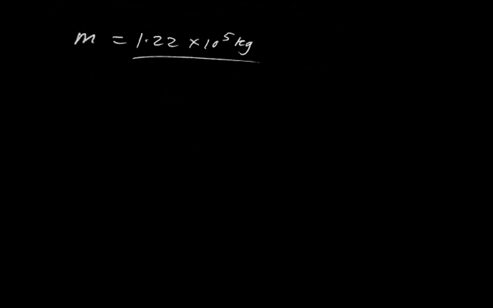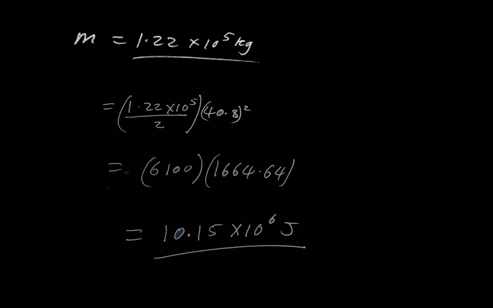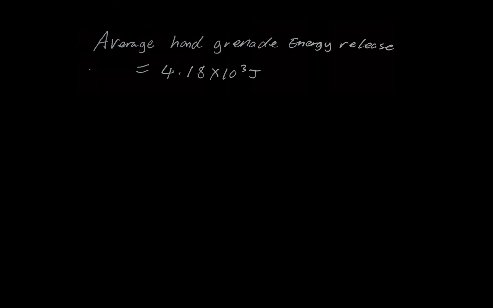Now we can take that mass and we can calculate the kinetic energy. So half that mass times v squared is going to give us 6100 by 1664. That's going to give us about 10 million joules of energy. Just for reference, the average hand grenade energy release is about 4,000 joules of energy.